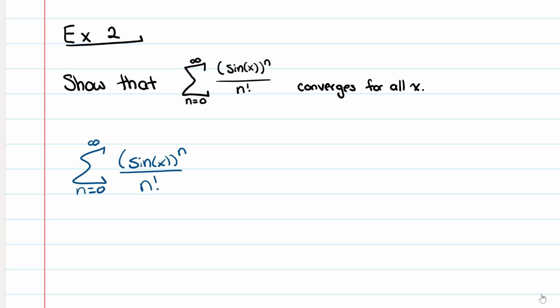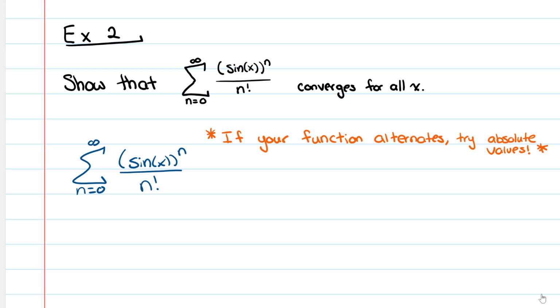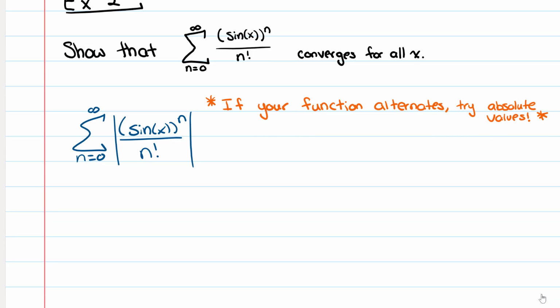Now, I need to show that that's less than something. So what I'm going to do is, since it alternates, that's kind of like your hint. If your function alternates, you might want to try using the absolute values to show absolute convergence. So I'm going to slap some absolute values around it, just for fun. Let's see what happens. So I can rewrite this as sigma n equals 0 to infinity absolute value of sine of x to the n divided by n factorial.